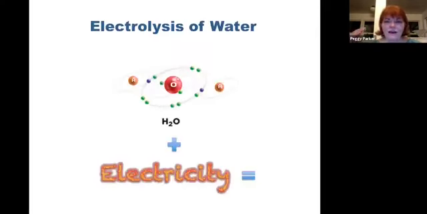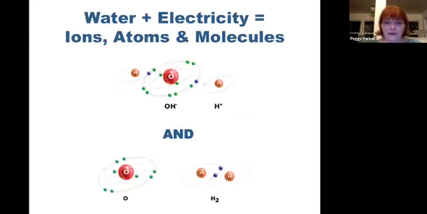Now, when you put molecules of water together with electricity, we get some very interesting things going on. Depending on where the electrons are when in orbit, when the electricity passes through, it will either make ions or it will make atoms and molecules. So here, depending on where everything is sitting, when the electricity comes in contact with the water molecule, we can either end up with an OH negative and an H positive, which are two ions, or we could end up with a single atom of oxygen and a molecule of hydrogen. Pretty interesting, right? So they each have their roles.